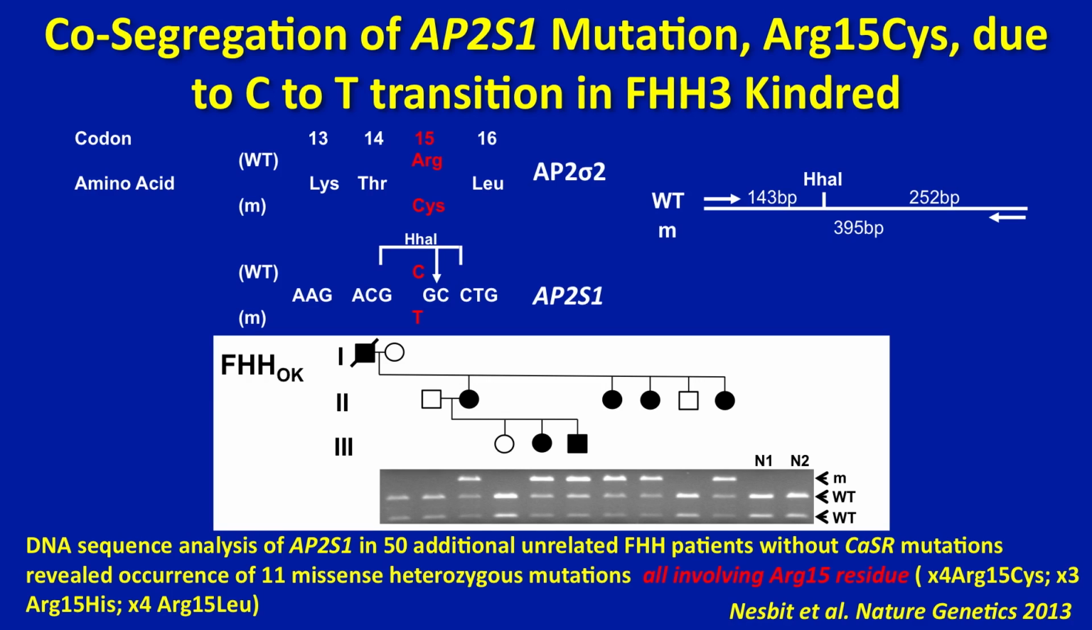When we went on to analyze 50 other FHH patients without CaSR mutations, we found that 11 of those had missense heterozygous mutations, and they all involved this arginine 15 residue. And it changed it to a cysteine, or a histidine, or a leucine. And that was the only thing we've ever found in these patients. So this arginine residue is obviously very, very critical. So the question is, what is this adaptor protein sigma subunit, and what is critical about this arginine?